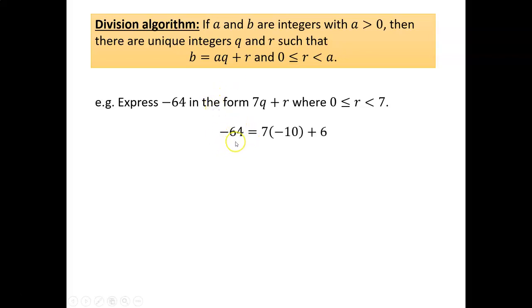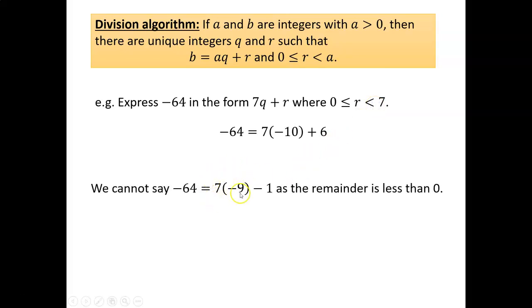So negative 64 is 7 times... I have to think what's the biggest thing I multiply 7 by that I can then add something on to get to negative 64. So this gives me 7 times negative 10, which is negative 70, and then add 6. I need this number here, remember, to be between 0 and 7. I can't choose negative 9, as then this gives me a subtract 1 here, a negative 1, and my remainder is less than 0.